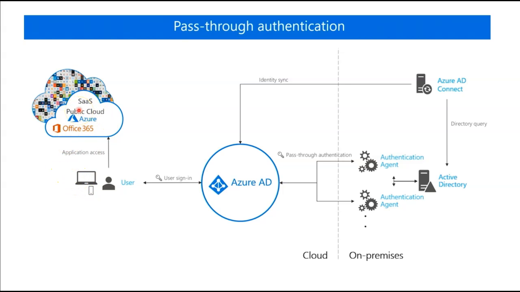Pass-through authentication also supports smart lockout, which we talked about, and the leaked credential report that we talked about.